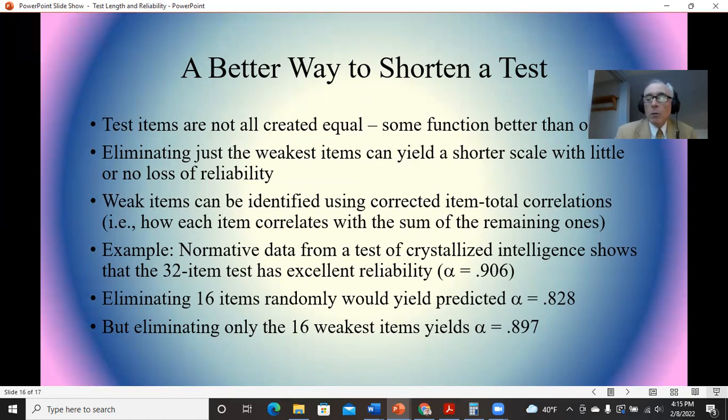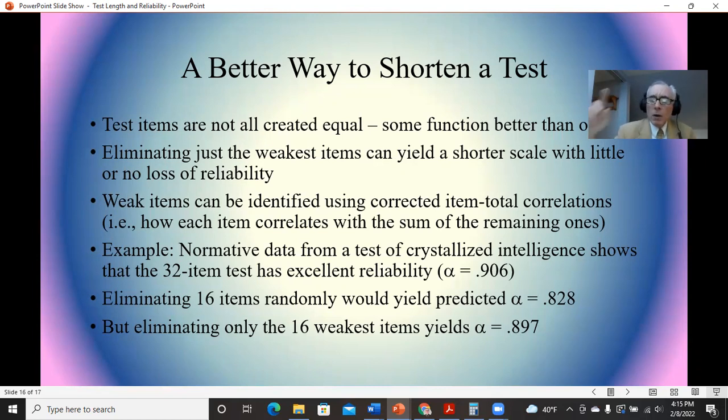Now, I did a quick example of this off screen. I didn't think you needed to walk through all the procedures in it, but I used normative data from a test of crystallized intelligence. You had hundreds of children tested here, and the original test was 32 items long and had very fine internal consistency. The reliability coefficient alpha was 0.906. Now, if I eliminated half the items, 16 of them, randomly, I would end up with a predicted reliability of just shy of 0.83. Still not bad, but a distinct drop nonetheless.